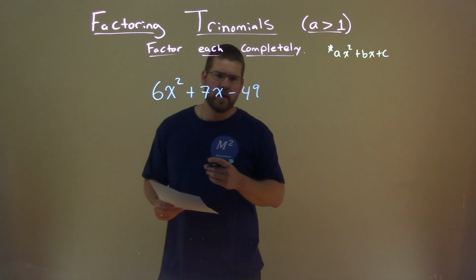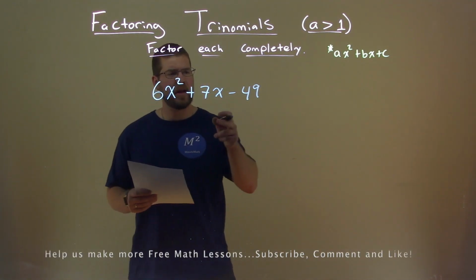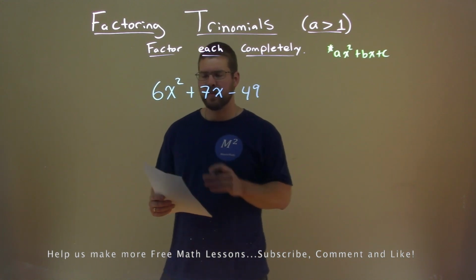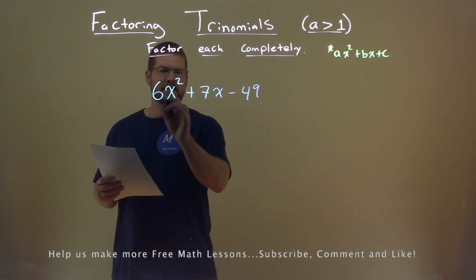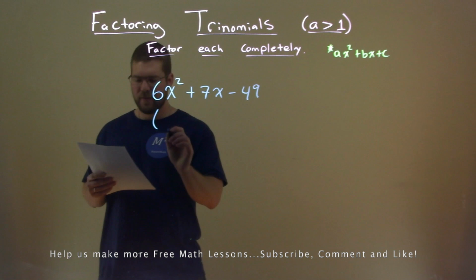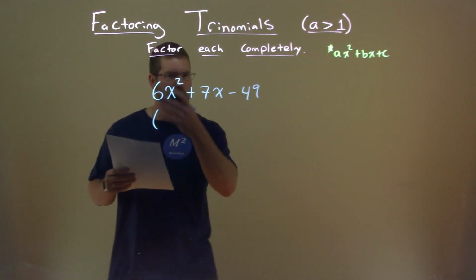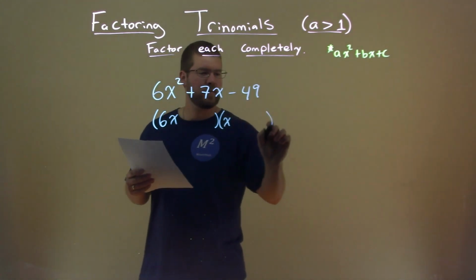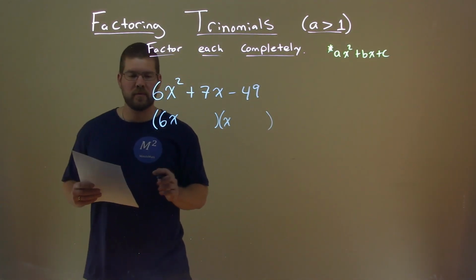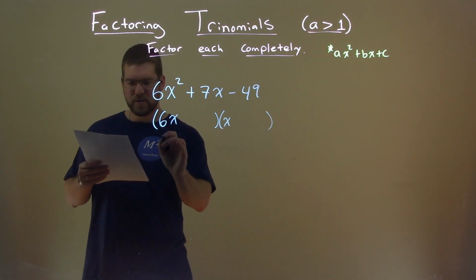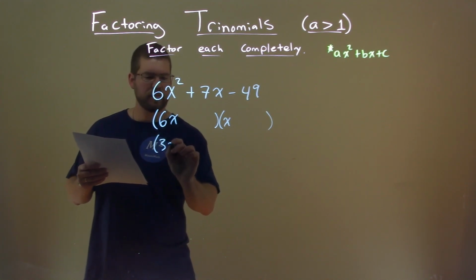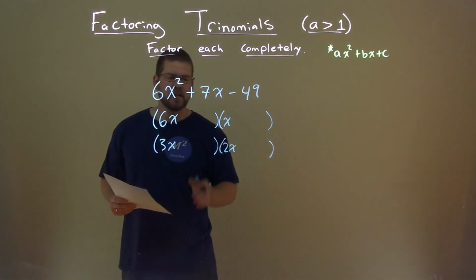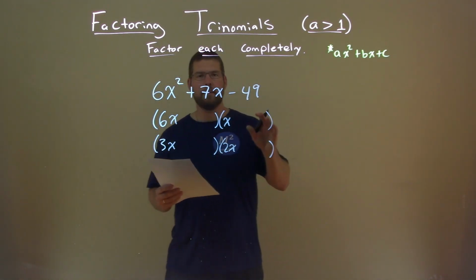We're given this problem right here, 6x squared plus 7x minus 49, and we need to factor this completely. Well, look at my 6x squared. That lets me know that I have two possibilities for my form setup. It's either 6x times x like this, or what two numbers multiply to be 6, which is a 3 and a 2. So we're going to have 3x here times a 2x. Okay? So we need to keep both of those in mind as we move forward.